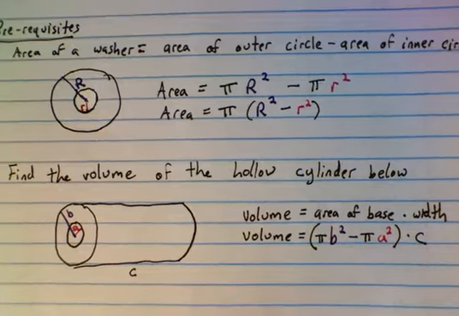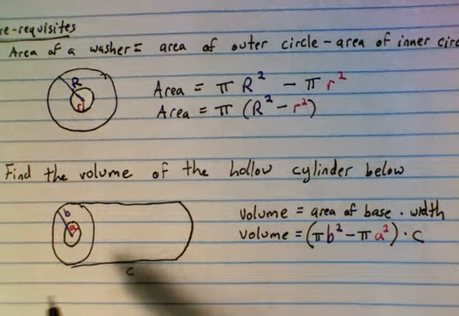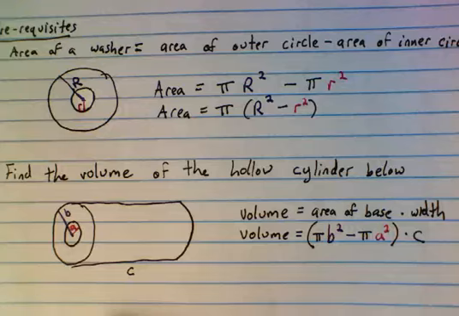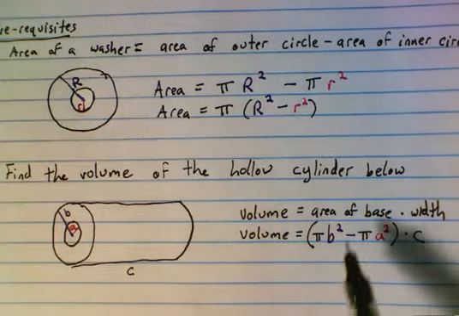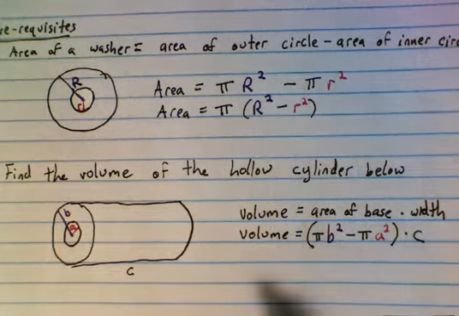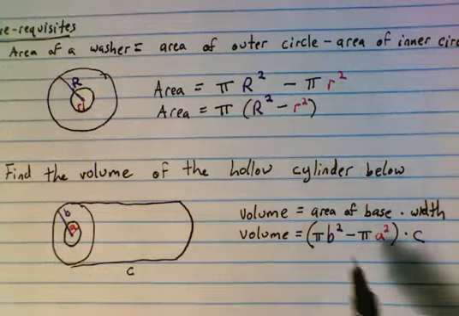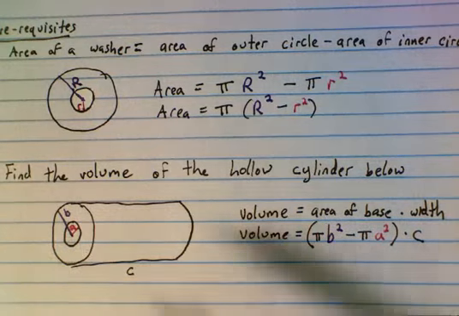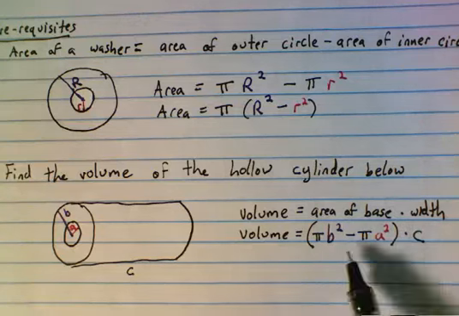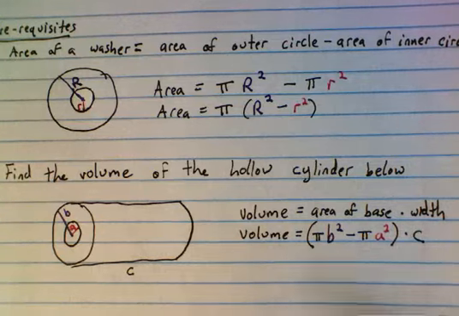The second thing you have to be able to do is find the volume of a hollow cylinder, so that's really what we're working with this time around. It's the same idea: area of the base, exactly the same as up here, the big radius squared times pi minus the little radius squared times pi, and then times the width or height or whatever you want to call it.